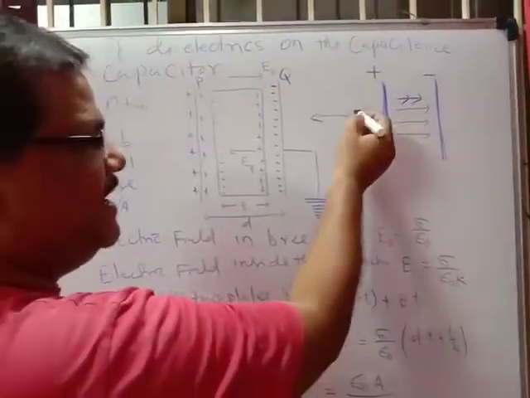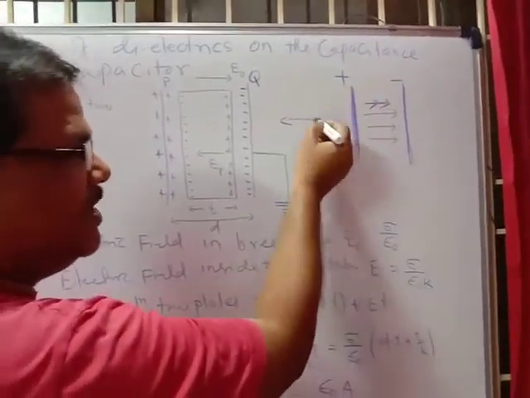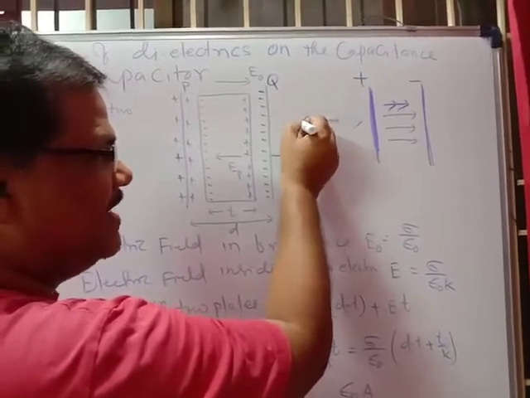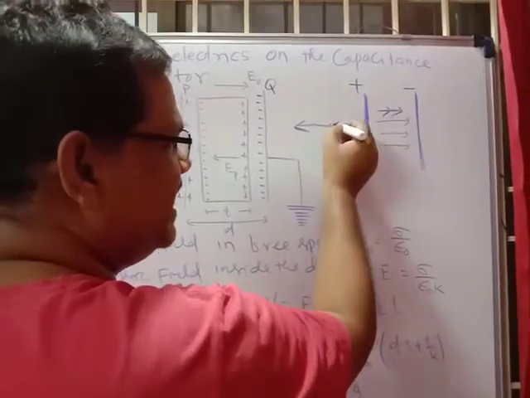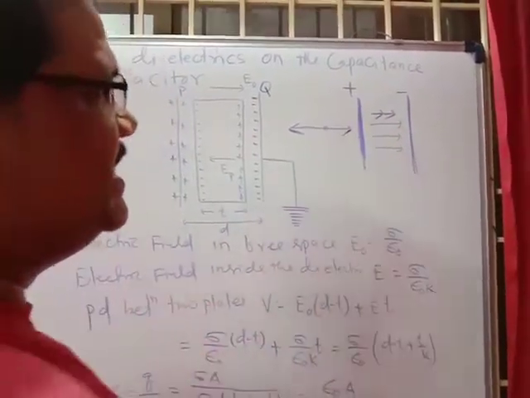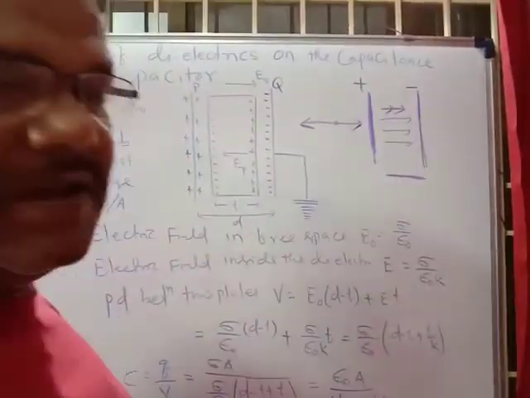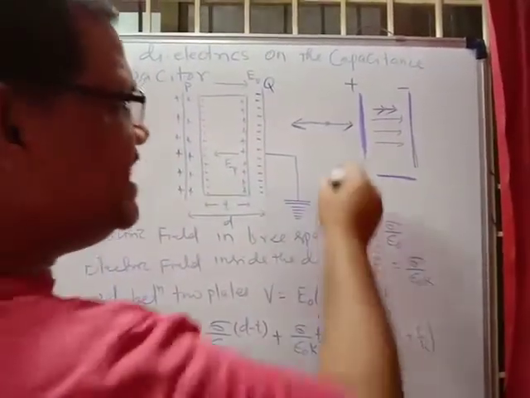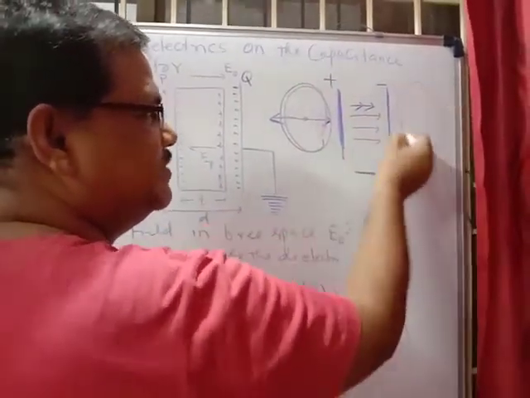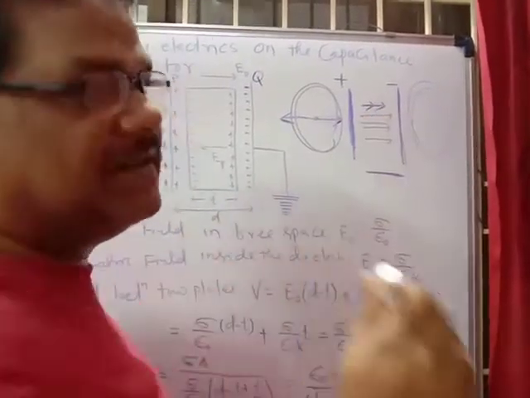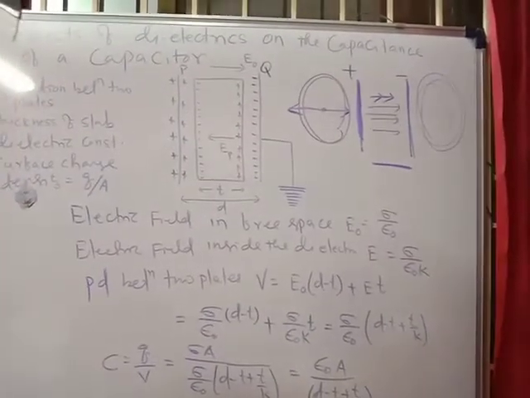Outside the plates, the electric field due to this plate will be directed towards left, and the electric field due to this plate will be directed towards right. As the separation d is very small when compared with the area of the plate, the net intensity outside the plates will be 0, and here also the electric field intensity will be 0. So inside you get an electric field which is uniform and directed from the positive plate to the negative plate.